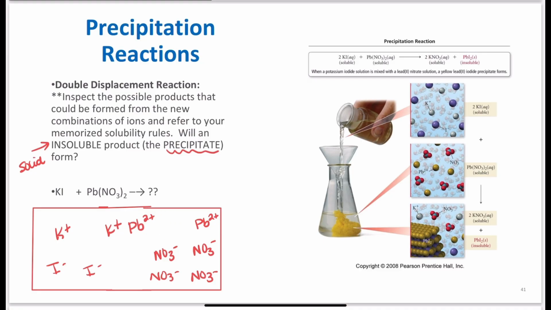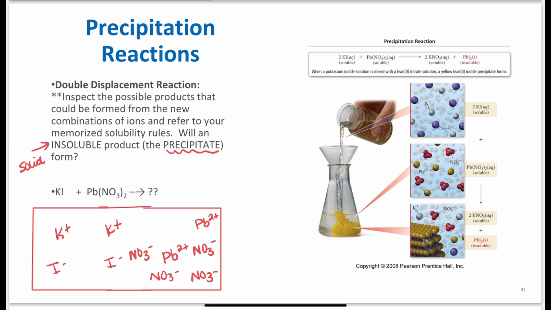Does a cation and a cation want to hang out together? No, they really don't. They have the same charges. They're not attracted to one another. Does an anion want to hang out with an anion? Also, no. They have the same charge. They don't want to be together. Opposite charges attract.